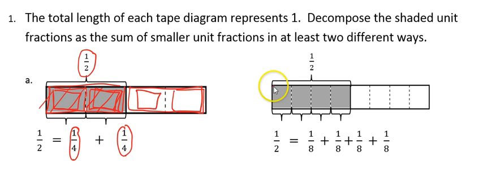In the next diagram, again, we start off with 1/2. 1/2 of the entire tape has been shaded. That piece was broken into 4 pieces, but each of these pieces represents 1/8, because it takes 8 of these pieces to make the whole. So this tape shows that 1/2 can be broken into 1/8 plus 1/8 plus 1/8 plus 1/8. We call those equivalent fractions.